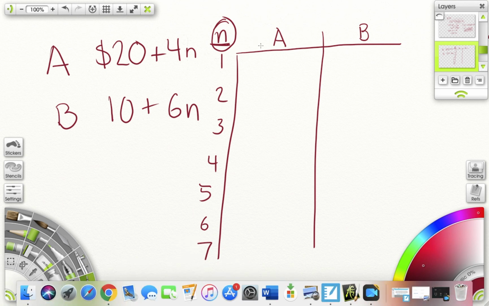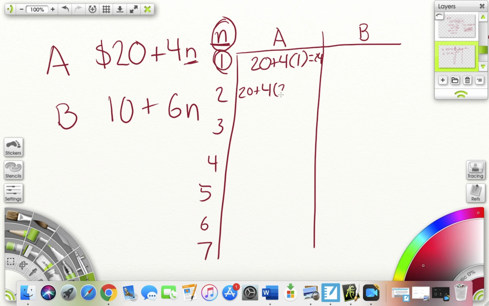So here's my expression for A: it's $20 plus 4 times the number of weeks. So I am plugging this number into my N spot of the equation. So I have 20 plus 4 times 1, which equals 24. I'm going to try to make this a little neater. I do 20 plus 4 times 2 because now I have a 2 that I'm using. So let's say I put $4 in per week for 2 weeks.